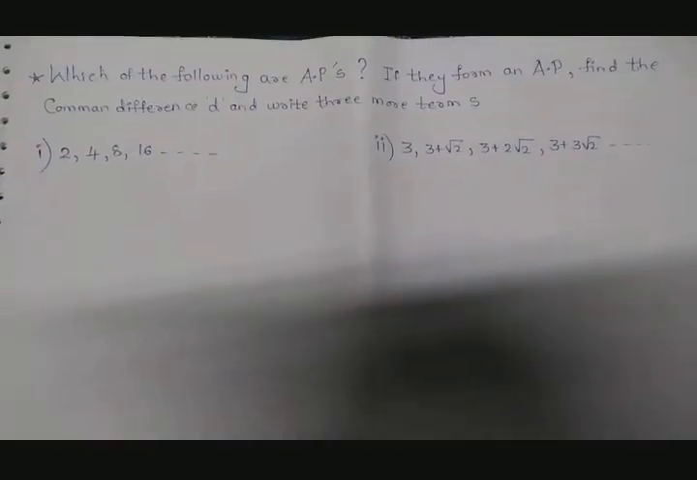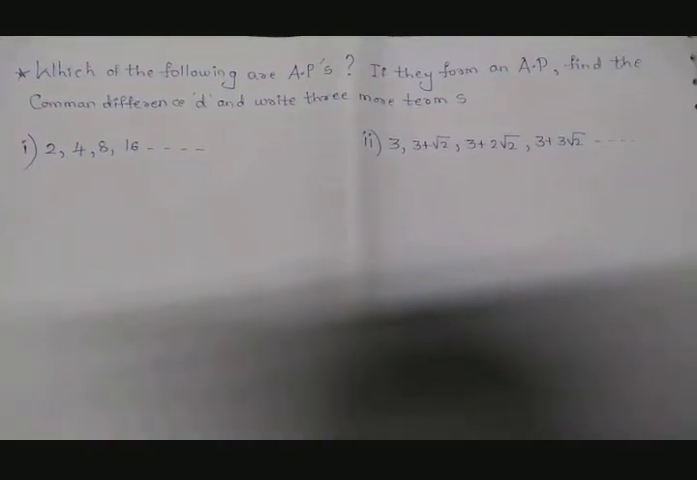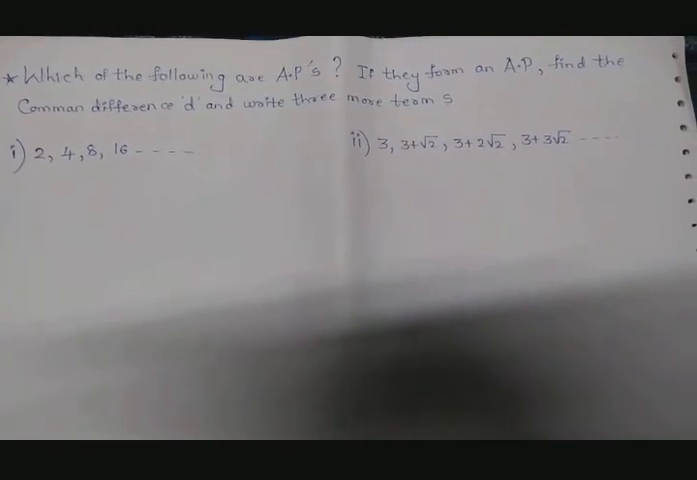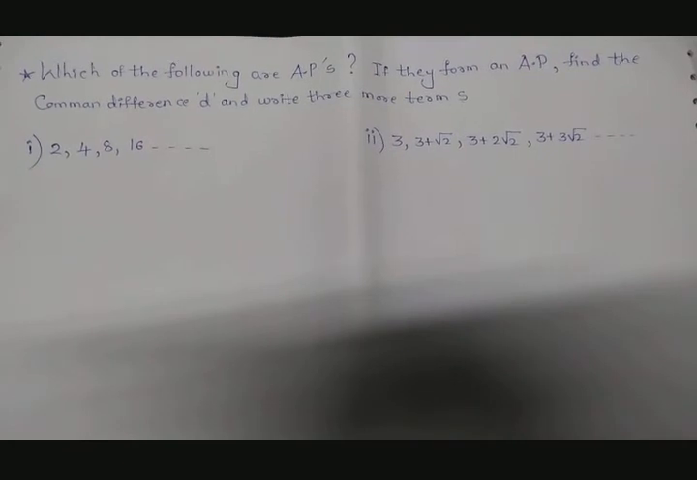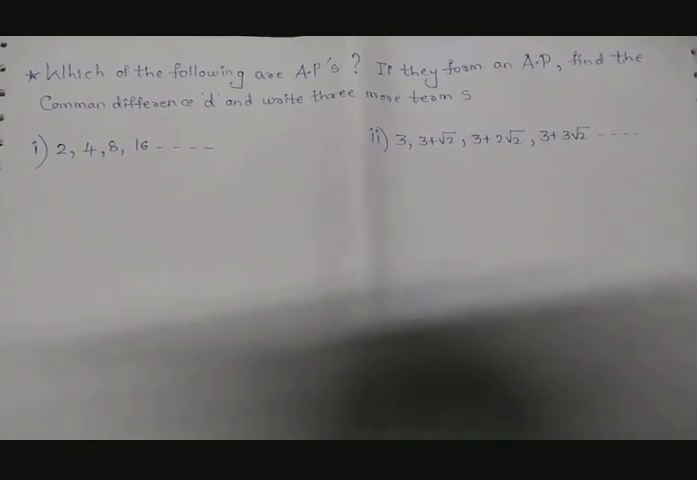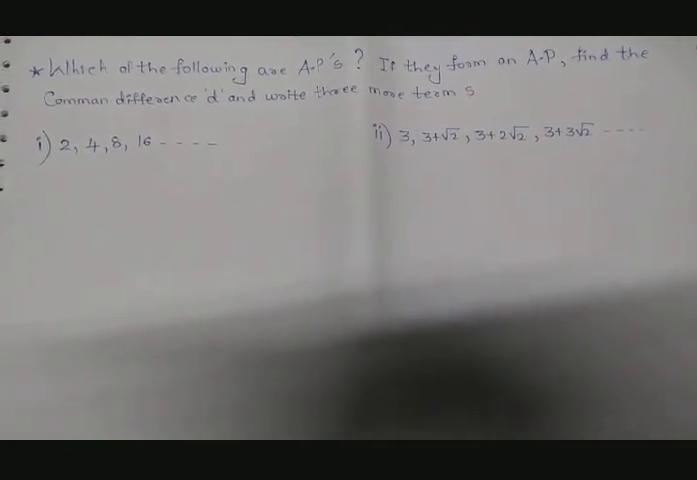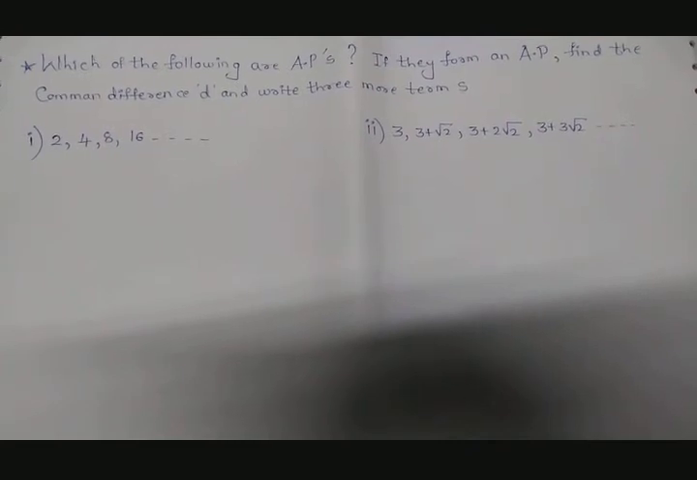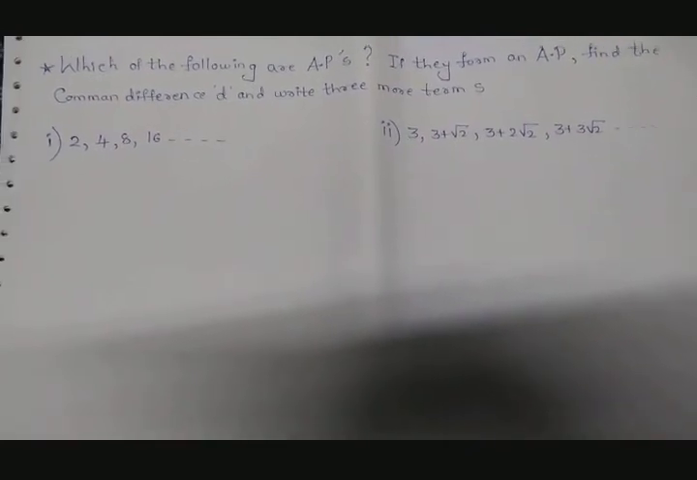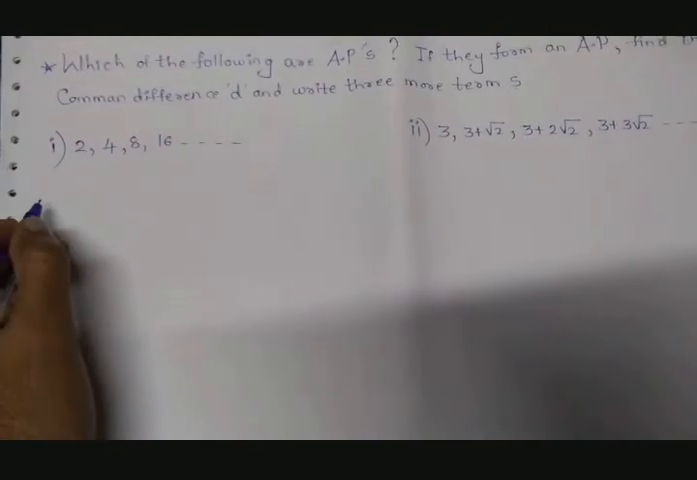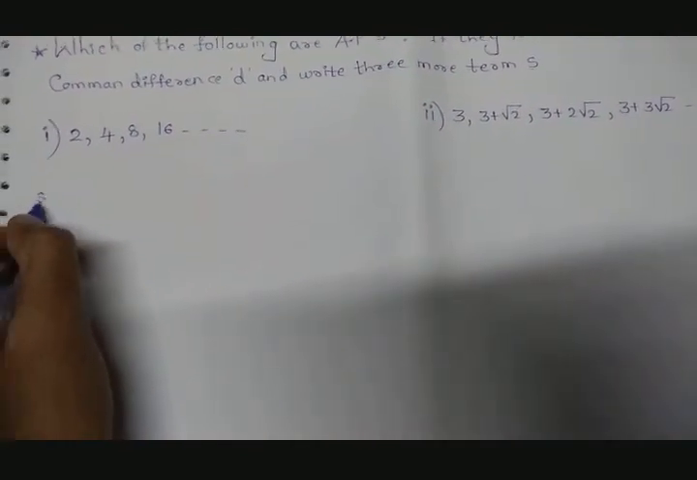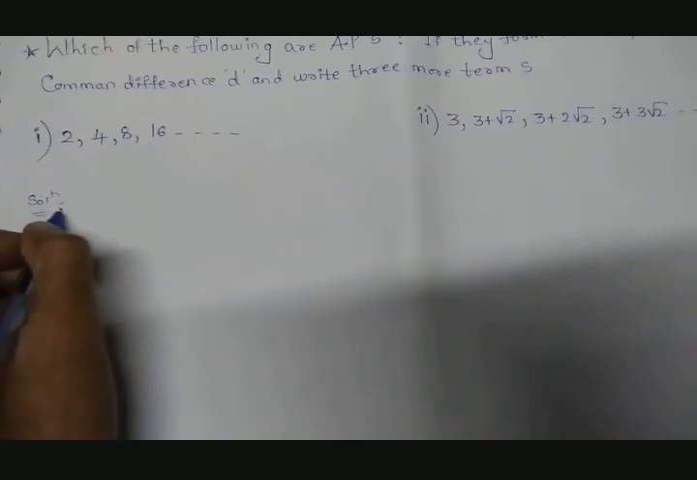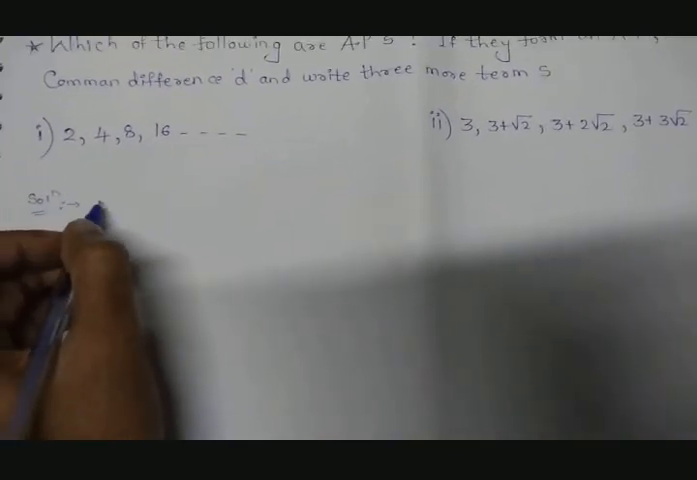In this part they will be giving you a progression. You have to check if it forms an arithmetic progression, and if it does, you have to write the next 3 terms and also find the common difference of that particular arithmetic progression. For the first example, I have taken 2, 4, 8, 16, and so on. We shall check whether this forms an arithmetic progression or not.